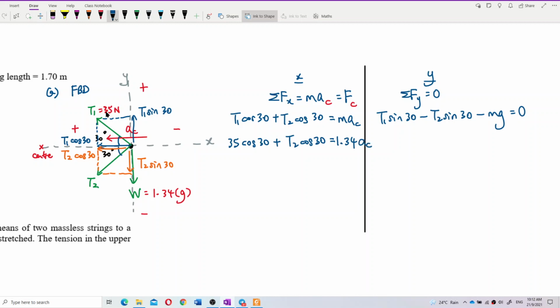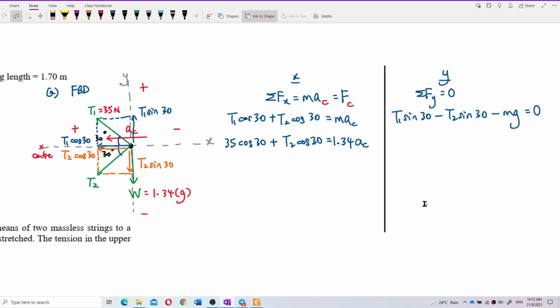AC. Okay, and then here, let's continue also. Here, 35 sine 30 minus T2 sine 30 minus, this is 1.34 G, equal to 0.